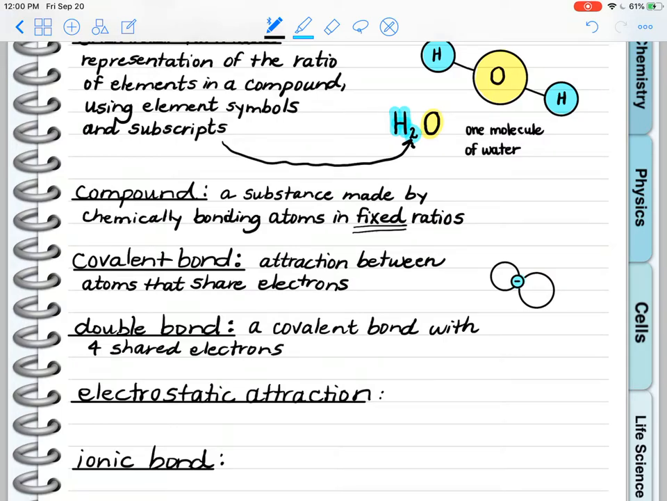Okay, an electrostatic attraction is the attraction between anions and cations. And we're just going to leave it there. I almost just left that one out, but it was in our list.